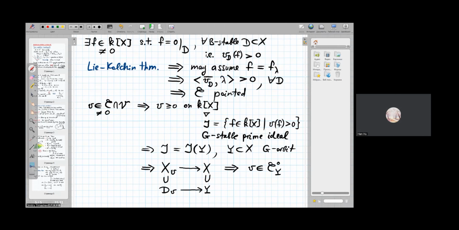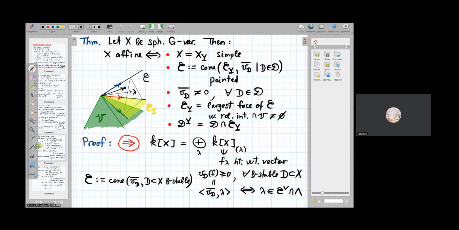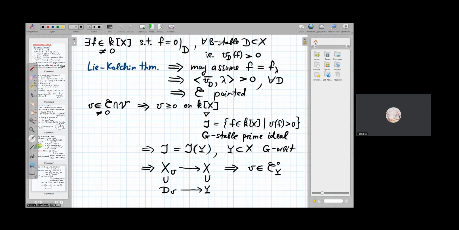Why is the closure of a G orbit? Do we use that X is spherical? Well, X is always spherical, this is our assumption. It is not the case that any G variety is the closure of an orbit. So it is in the framework of this theorem: let X be a spherical G variety. Then if X is affine, and so on. X is always spherical here, of course.